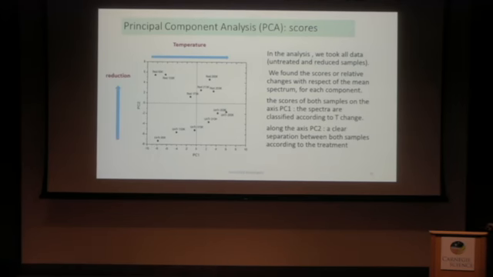Another important point: for each series of data, if you look at the temperature change, you can see a decrease of the temperature from right to left. That means that principal component number 1 corresponds to the effect of the temperature for both samples, and PC2, principal component number 2, is the effect of the reduction treatment.